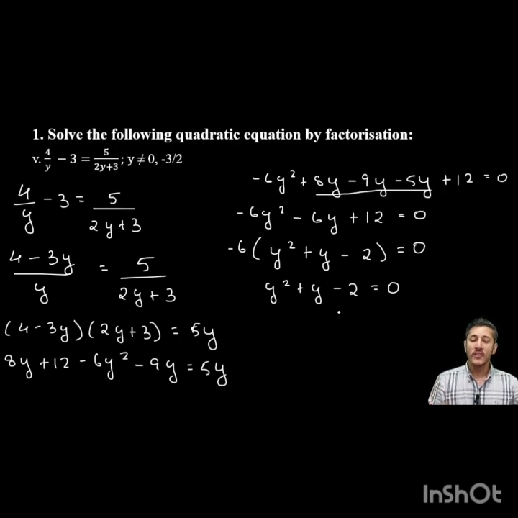And now again we can solve this by splitting the middle term. How can we split this? We'll get y square. Now y we can split as plus 2y minus y, minus 2 equals 0. So this is the equation that we're getting. Y square plus 2y minus y minus 2 equal to 0.